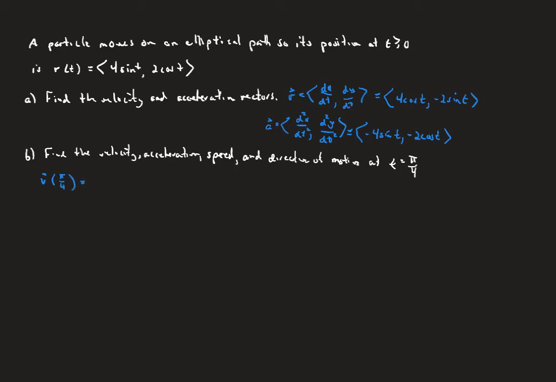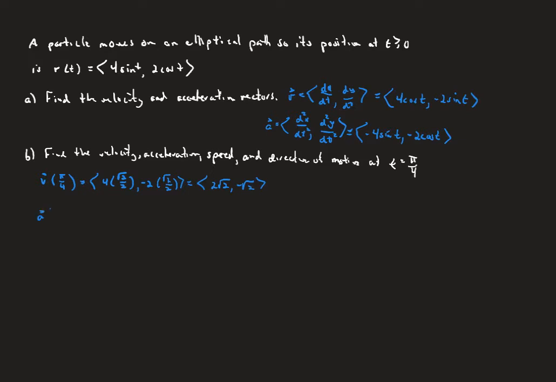Our velocity vector at pi over 4: we're going to plug in pi over 4 into the velocity vector we found in part A. Since the cosine of pi over 4 is square root of 2 over 2, I'm going to get 4 times the square root of 2 over 2, comma, negative 2 times the sine of pi over 4, which is also square root of 2 over 2. When we cancel the 4 and the 2, that becomes 2 square root of 2, comma, negative square root of 2. So there is the velocity vector.